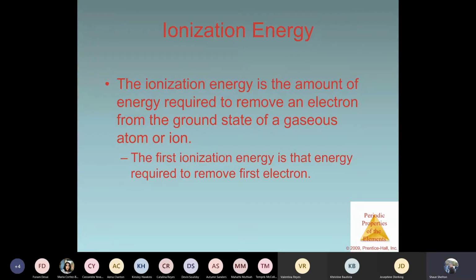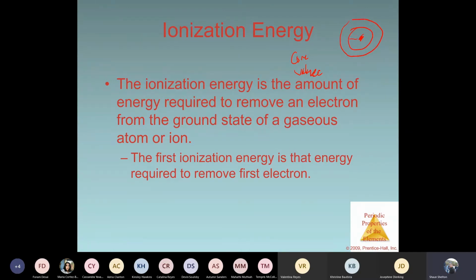Okay, so ionization energy is the amount of energy it takes to remove an electron from an atom. And remember, there are different types of electrons. There are core electrons, and then there are valence electrons. We did discuss this in depth the other day, but just a review here: you've got your nucleus, you've got your core electrons, and then you've got your outer electrons.